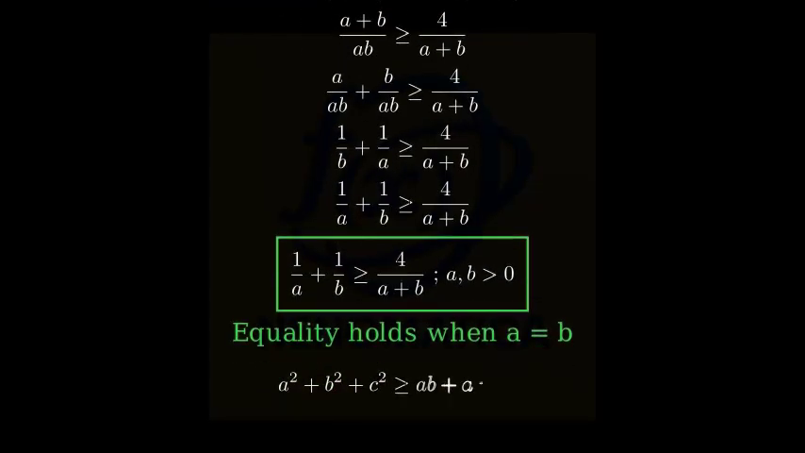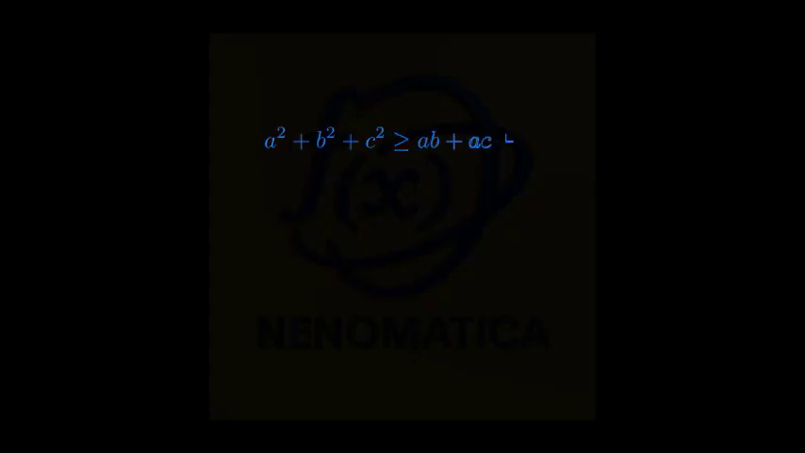We won't go through the full proof for this one today, but it's a related inequality that follows similar proof techniques. We need to prove that a squared plus b squared plus c squared is greater than or equal to a times b plus a times c plus b times c. This is a famous inequality that has applications in various mathematical fields.